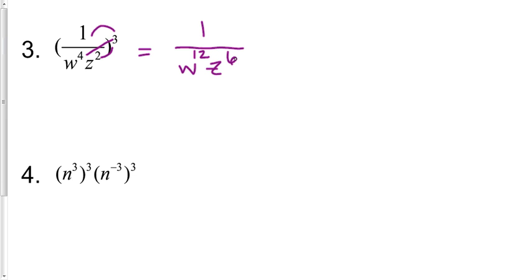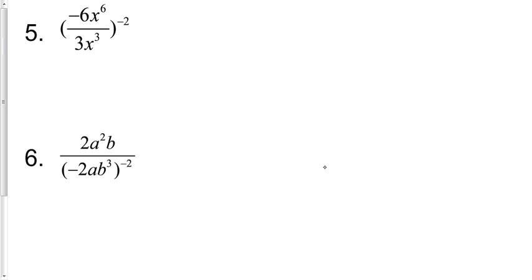Okay, let's try number 4. Again, we've got the power to another power rule going on here, and so I'm going to start there by simplifying these powers. We need to multiply them anytime you have a power to a power. So rewriting this, I've got n to the 9th, 3 times 3 is 9, times n to the negative 9th. Now, because these have the same base, n, I can simplify this again by adding up the powers. If I add up 9 and negative 9, I get 0, and we know that anything to the 0 power is 1, so this whole thing reduces into 1.